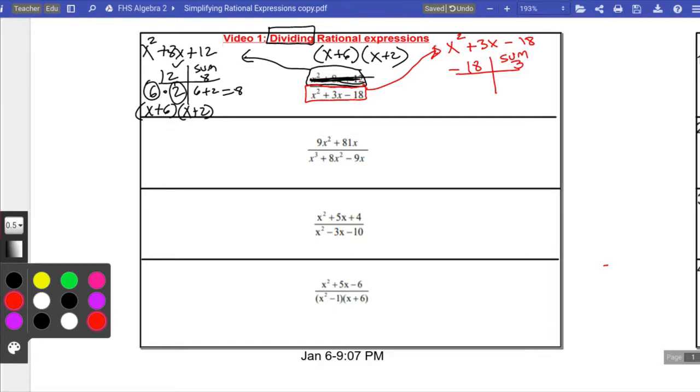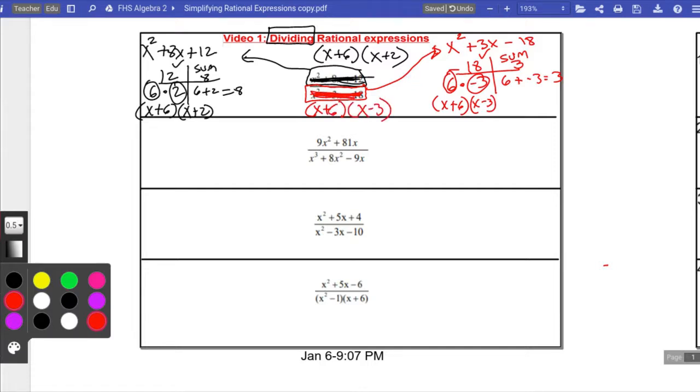I got it. How about 6 times negative 3? Yes, I get negative 18 if I multiply, and if I add them, I get the 3. So now let's write it. It'll be x plus 6, because that's a positive 6, and x minus 3, because that's a negative. So I can scratch that and replace it with x plus 6 and x minus 3.